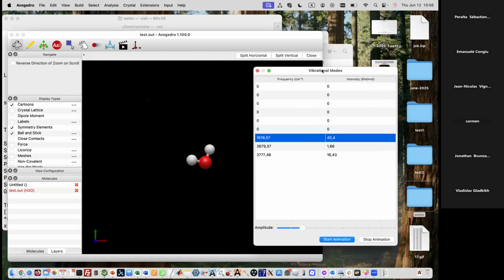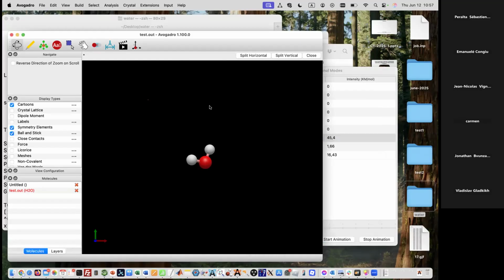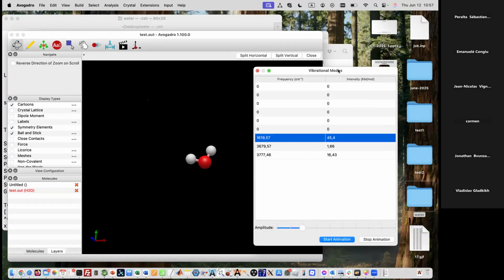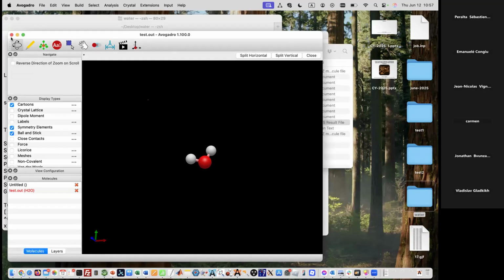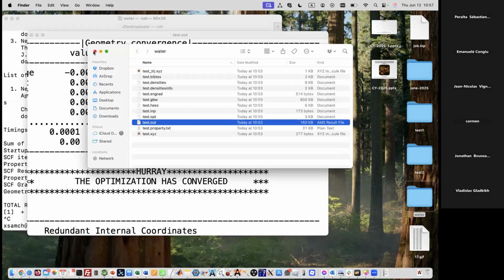So this is the optimized structure of the water molecule. So now you can optimize any molecule you would like to calculate, and then you can run the vibrational frequencies to make sure that it is a local minimum. So I will give you a few minutes to come up with questions, and if you want to discuss anything.